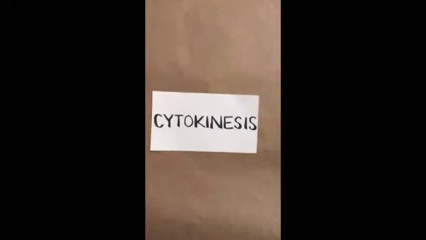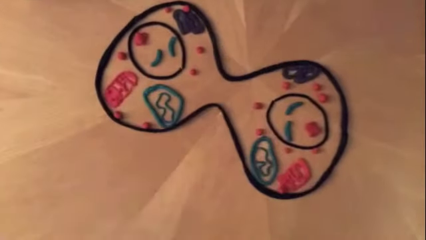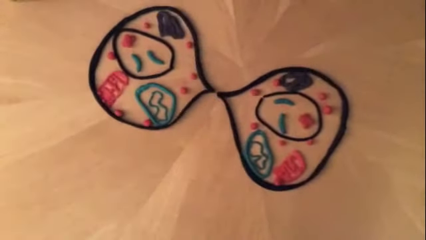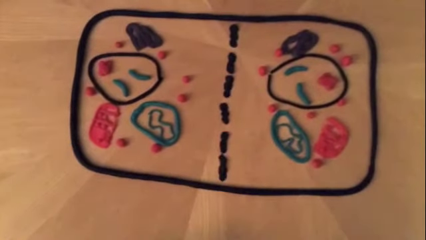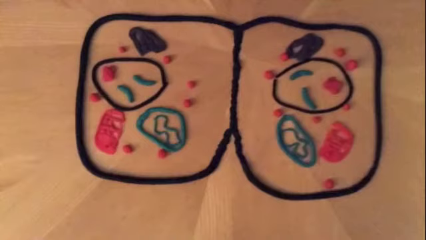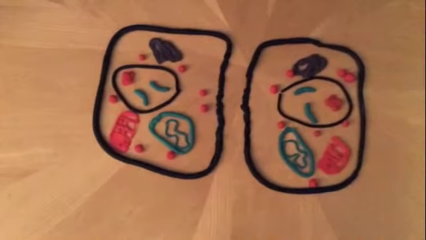Cytokinesis, however, is different in animal cells than plant cells. In animal cells, a fiber ring composed of protein pinches a cell into two daughter cells, each with one nucleus. In plant cells, the cell wall is so rigid that it requires a cell plate to be created. Vesicles made of cell wall material fuse together to cut the cell into two daughter cells.